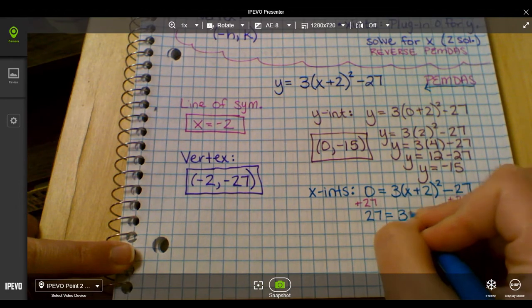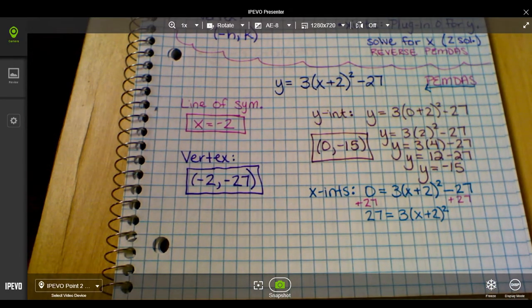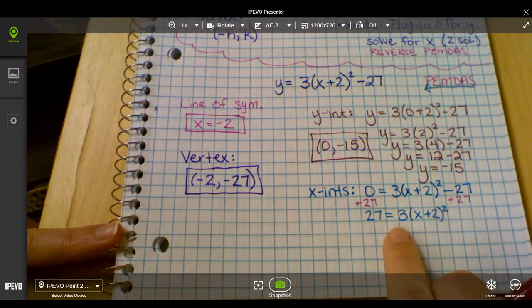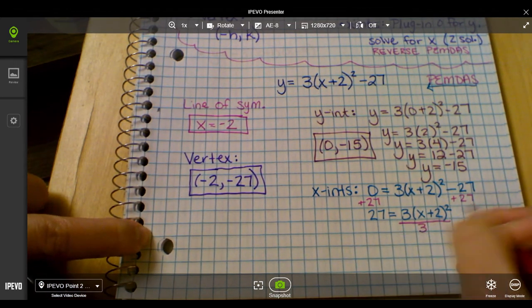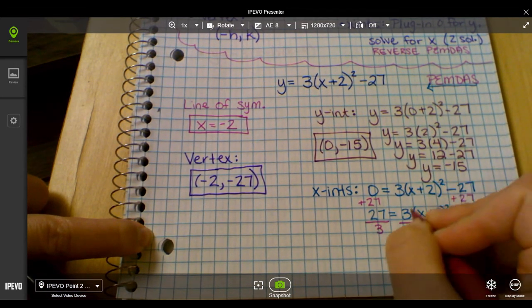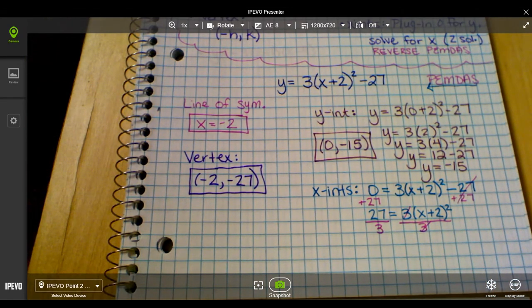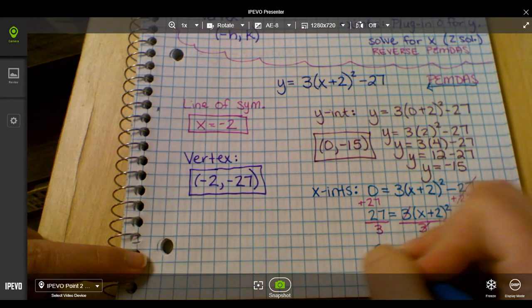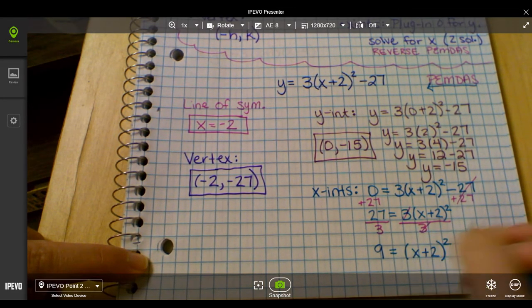So now I have 27 equals 3 times x plus 2 squared. Now the addition and subtraction is done, so I'm going to move on to the multiplication and division. The 3 is getting multiplied to the x, so that's got to be the next thing that moves. So I'm going to divide both sides by 3. Those 3's are going to cancel out. 27 divided by 3 is 9. So now I have 9 equals x plus 2 squared.